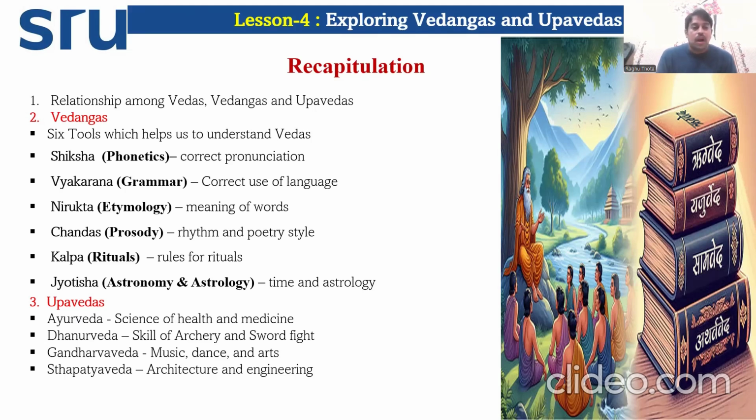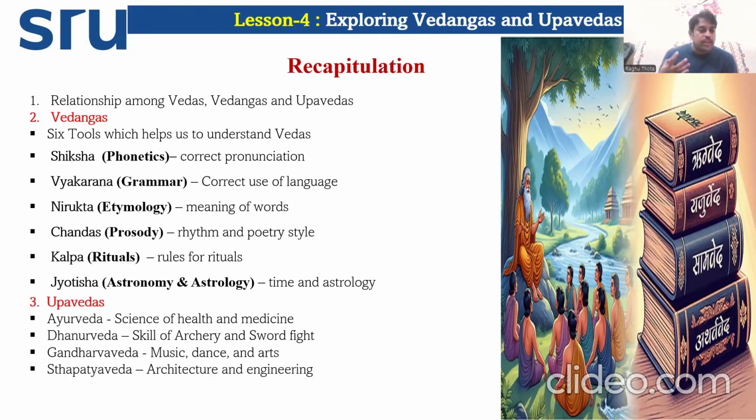For example, if you take Ayurveda, the science of health and medicine, that means whatever the theory you have learned regarding the treatment of medicine in Ayurveda, you are going to apply that to the patients to treat some diseases by using the method of Ayurveda. It is a skill. That skill you need to develop and enhance. That is called Upaveda. Dhanurveda, it is a skill of archery and sword fight. How to fight at the time of warfare. How to leave the arrows. So all the skills you are going to learn in the name of Dhanurveda.